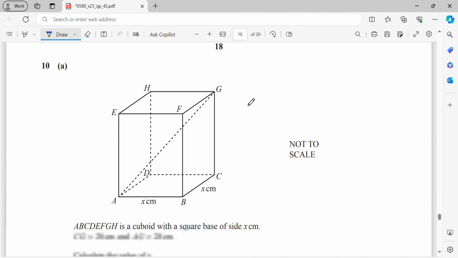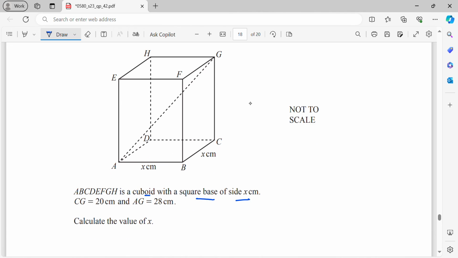Okay, now next question number 10a. ABCDEFGH is a cuboid with square base of side x centimeters. CG is 20 and AG is 28. So this is 28 centimeters. Calculate the value of x.